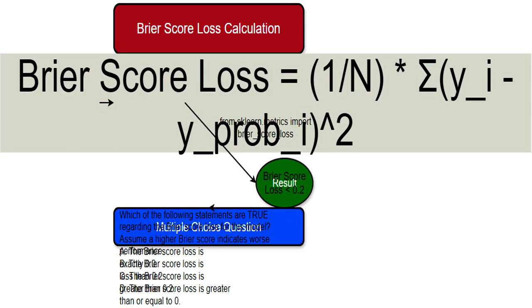This is the formula for the Brier score loss. Let's break it down. N is the total number of predictions. Sigma means summation. We'll sum up the results for each data point. (y_i - y_prob_i) squared calculates the squared difference between each true label, y_i, and its corresponding predicted probability, y_prob_i. The whole thing is then divided by N to get an average loss.